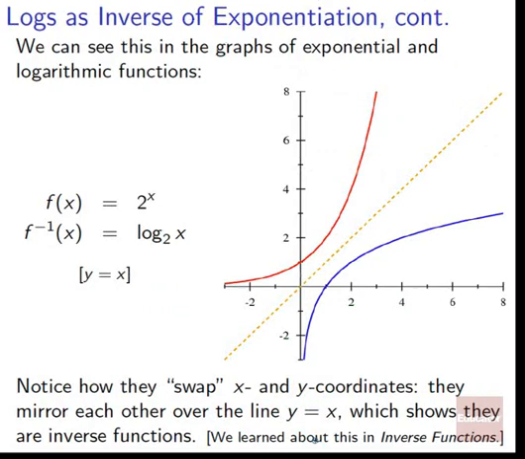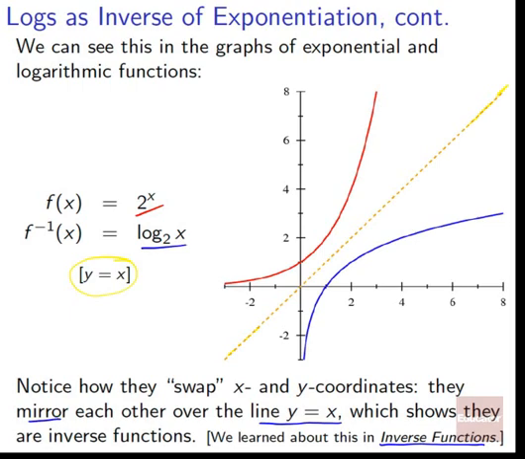We can also see this in the graphs of exponential and logarithmic functions. If we take two graphs of, say, 2 to the x, that one's in red, and log base 2 of x, we see them like this. And then finally, we also have y equals x in yellow coming through the middle. Remember from our lesson about inverse functions that if two functions are inverses, they mirror each other over the line y equals x. They're swapping x and y coordinates. This shows us that they have to be inverses.